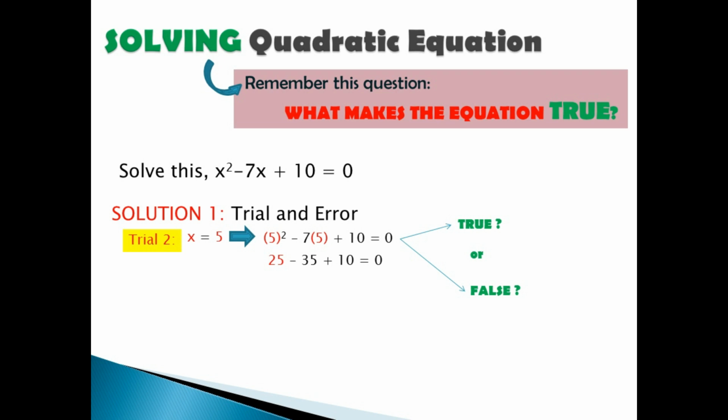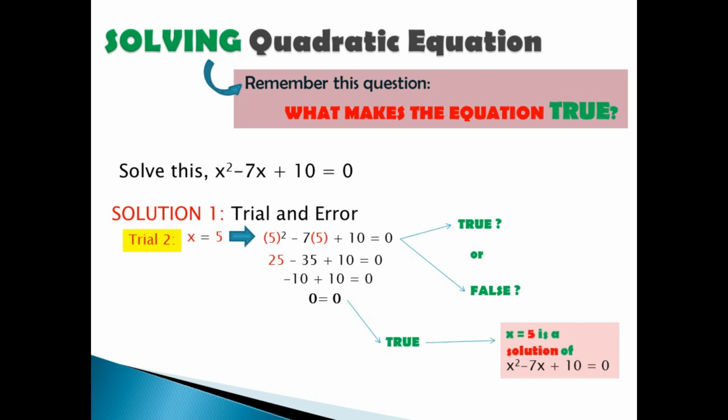Minus 7 times 5 is 35, plus 10 equals 0. 25 minus 35 equals negative 10, plus 10 equals 0. Negative 10 plus 10 equals 0, which is true. 0 equals 0, of course. Therefore, x equals 5 is a solution of x squared minus 7x plus 10 equals 0 because x, which is 5, makes the equation true.